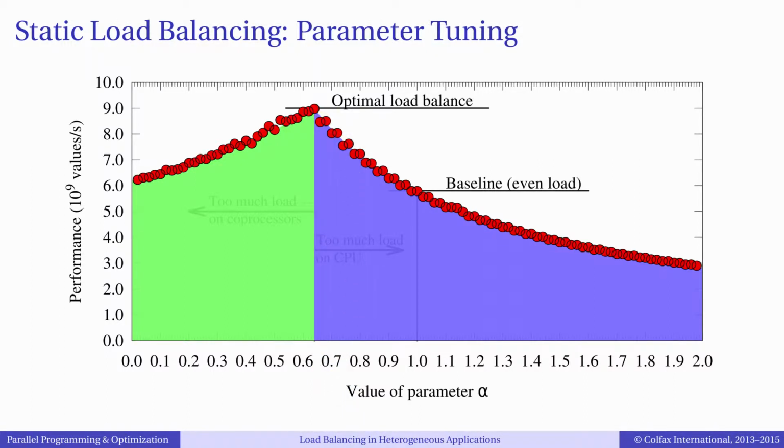To choose an optimal value of the load balancing parameter, some calibration runs are usually required. We will run a smaller problem on the target platform with different values of the tuning parameter and find a sweet spot. After that, we will use the optimal tuning parameter in production runs. This approach is called static load balancing.